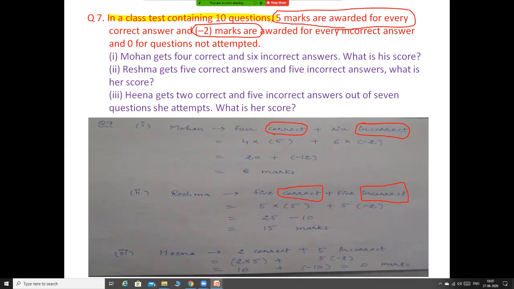Lastly, Hina. Hina gets 2 correct and 5 incorrect answers out of the 7 questions she attempts. What is her score? For correct, we multiply by 5. For incorrect, we multiply by minus 2. So 2 into 5 plus 5 into minus 2. 2 into 5 equals 10. 5 into minus 2 equals minus 10. Adding these two integers, the answer is 0. So Hina got 0 marks.